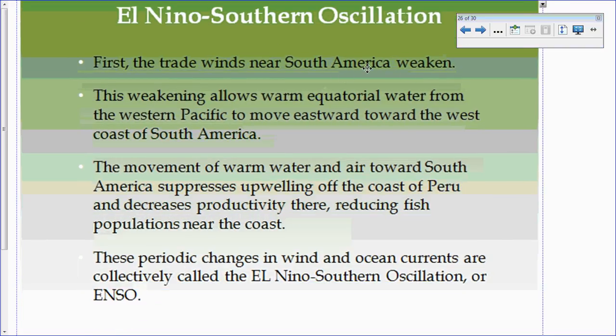So the trade winds near the South American continent weaken. It allows warm equatorial water to move eastward toward the west coast of South America. The movement of warm water towards South America suppresses the upwelling. It reduces fish populations. These periodic changes in currents are called the El Nino Southern Oscillation, or ENSO.